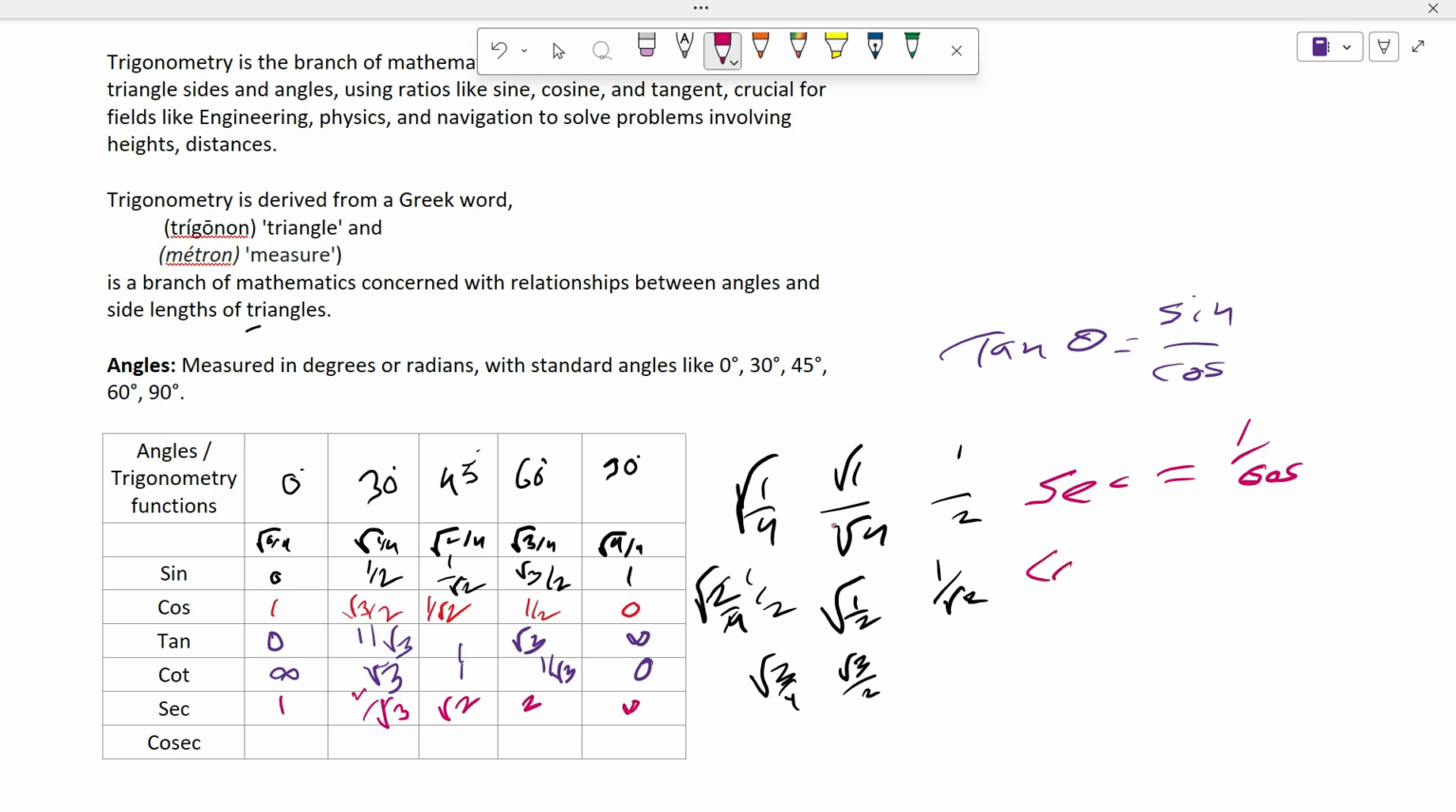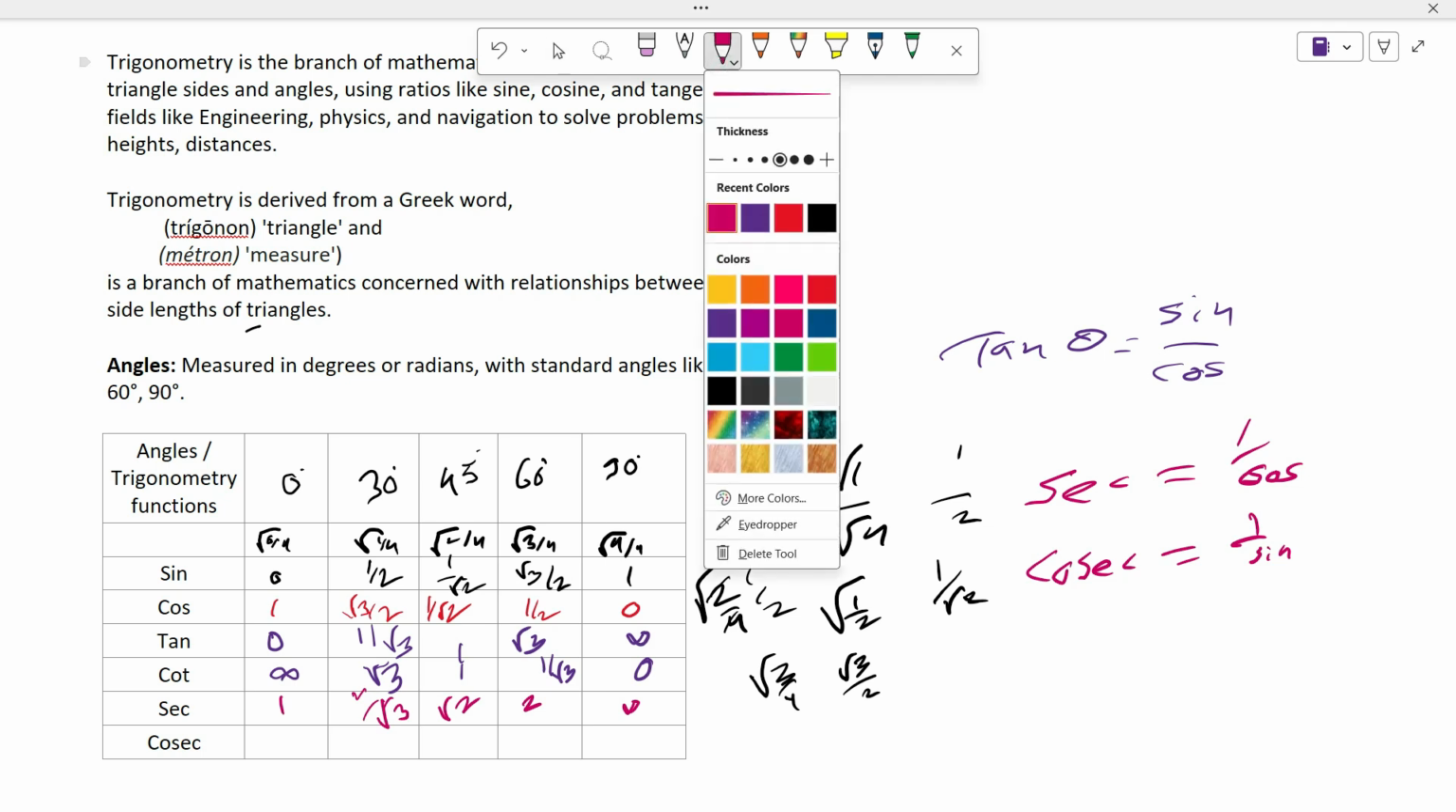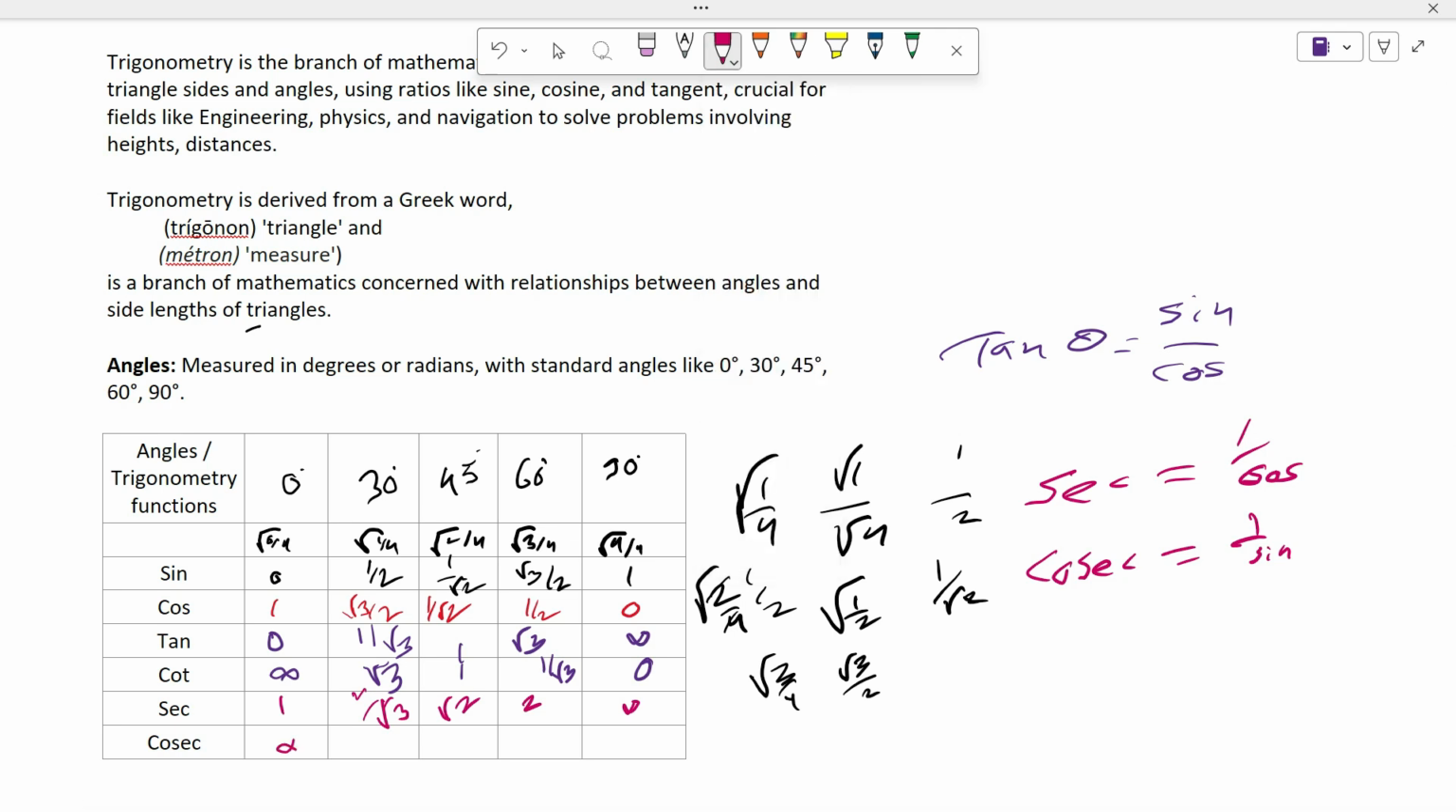Cosec is equal to 1 by sin theta. Let us change the color to blue. So here you will get infinity. And then next 2, next root 2, and then 2 by root 3. Next comes 1.